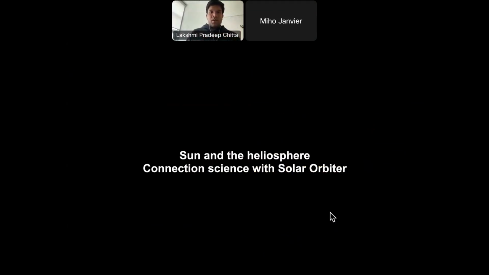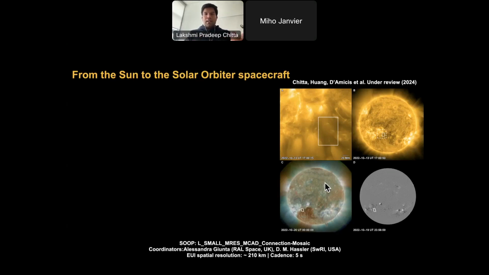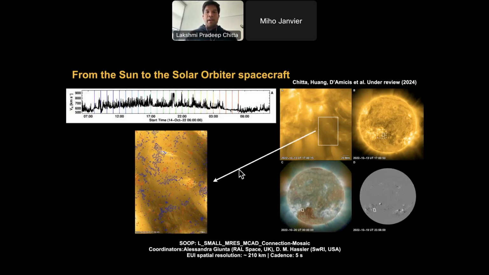And how this solar wind is then generated from these small jets would be the connection science aspect of Solar Orbiter, because Solar Orbiter is not only carrying instruments that can observe remotely, but can also observe data in situ, like for example the properties of solar wind. So that is one such SOOP that was carried out, called the Connection Mosaic. Again, the coordinators for this were Alexandra Giunta and Don Hassler. They wanted to identify the source regions of the solar wind and targeted this particular coronal hole. And with some magnetic modeling, we were able to say that the solar wind might be coming from this region that is highlighted by the box.